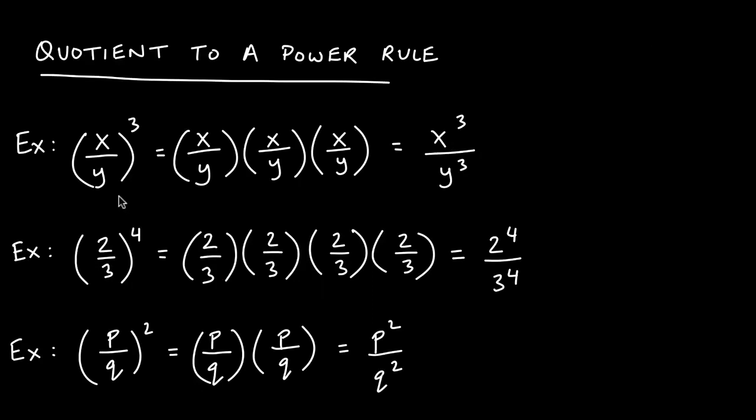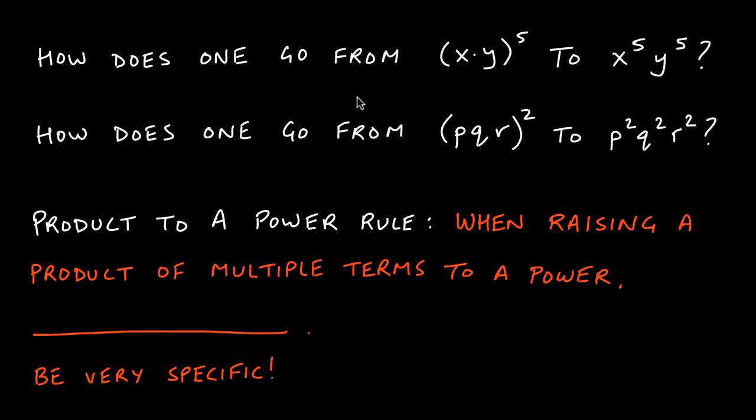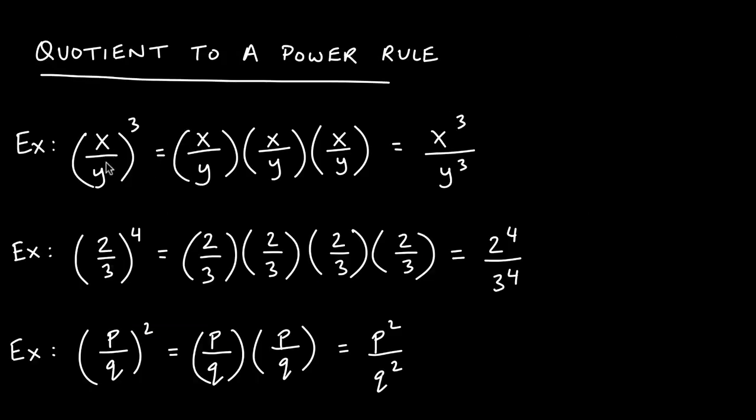So if you notice, we'll come back here for a second. We have a product of two terms or multiple terms with a power on the outside. This has a rule. If we have a quotient of two terms, or as many terms as you like, with a power raised on the outside, we can distribute the power, or we can write it out three times. So there is a rule that applies to quotients and products raised to a power.